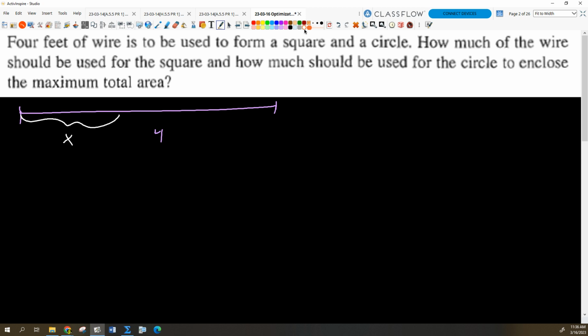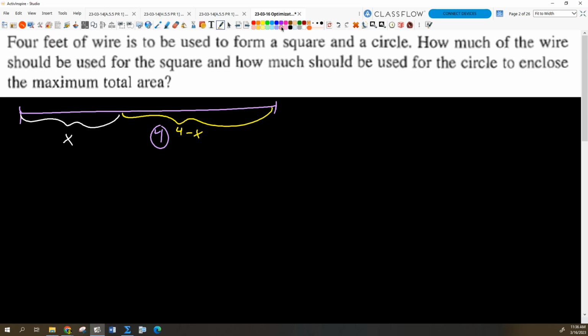Which one would be easier? I don't think it matters. So we've got x. How much does that leave over here then? What's this amount? 4 minus x, if the whole thing is 4, right?